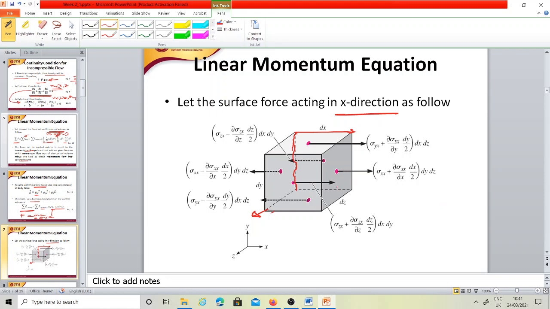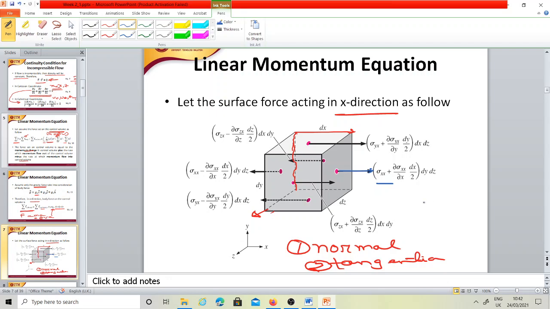So here we have the surface. We need to consider two things: the normal force and also the shear force. One is normal to the surface, and the other is shear, that is tangential to the surface. Let's consider this surface here. The normal force on this surface is along the x direction, so we have sigma xx. Sigma xx means a normal force. We don't have any coupling term, so that is the normal force.